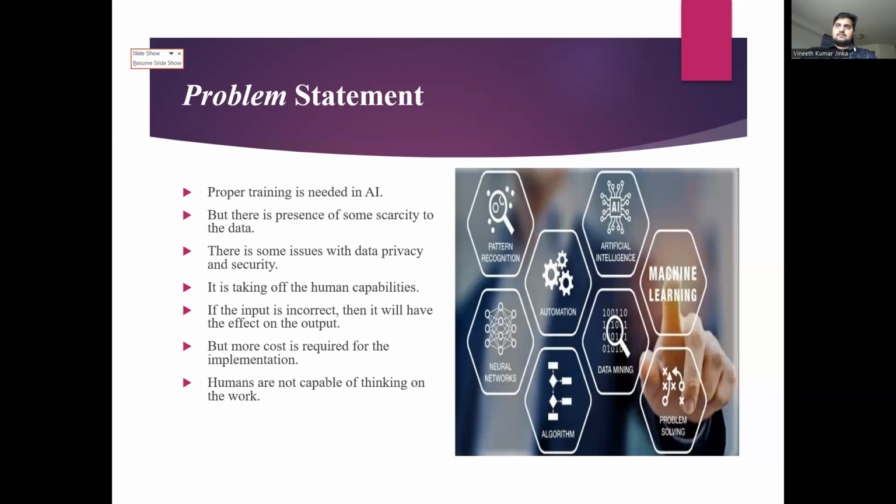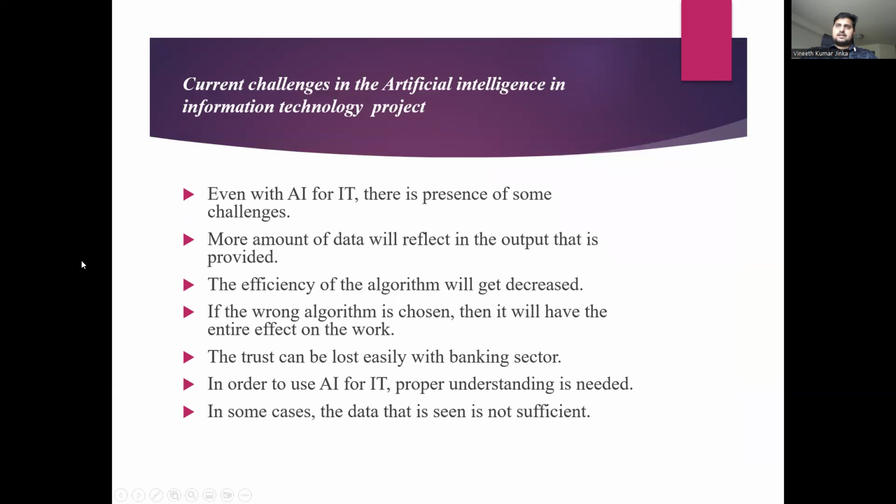And when it comes to the next slide, current challenges in artificial intelligence in information technology projects. Even with AI for IT, there are some challenges, so the efficiency of the algorithms can decrease. Trust can be lost easily in the banking sector. In some cases, the data is not sufficient.